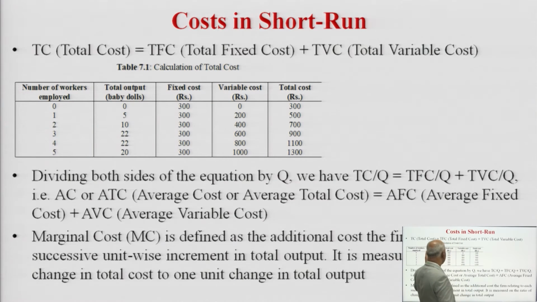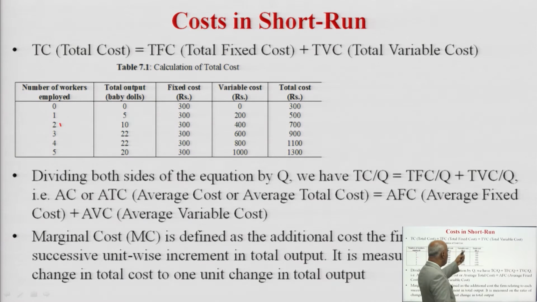Now, how do we find this out? Let us give a numerical example, so that it will be more clear to all of you. Here is the number of workers employed, or you can take the number of labor hours, starting from 0, 1, 2, 3, 4, 5. Similarly, the total output of baby dolls, if they are producing baby dolls, is continuously increasing up to a certain level, and then at the fifth unit of labor the total output declines. But the fixed cost, irrespective of the change in output, remains the same, that is 300 rupees, 300 rupees, 300 rupees.